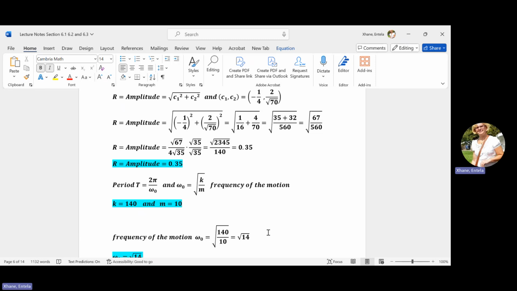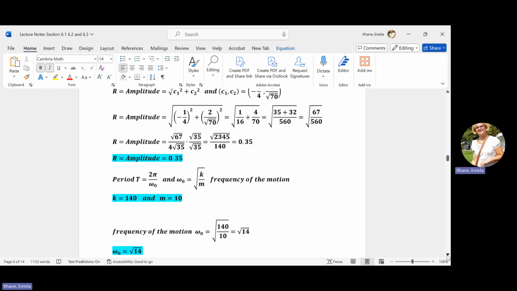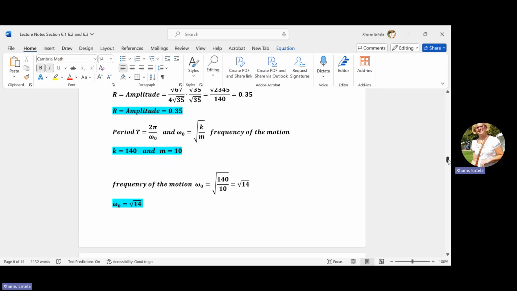So if k is 140 and m is 2, I guess, not 10. Then the frequency of the motion is square root of 14.